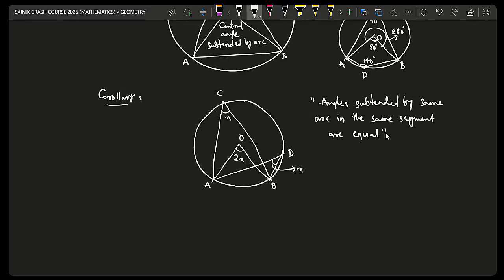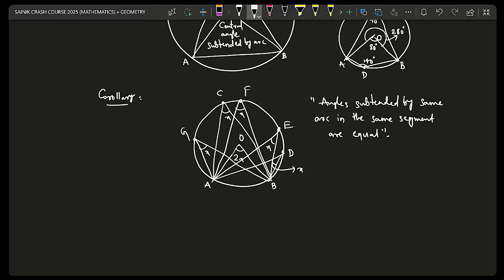That means infinitely many points, anywhere on the circle you take. Suppose you take a point here E, join A to E, E to B. This is going to be X. You take a point here F, join A to F, F to B. This is also X. You take a point here G, join A to G and G to B. This is also going to be X. That means angles in the same segment of a circle are equal.